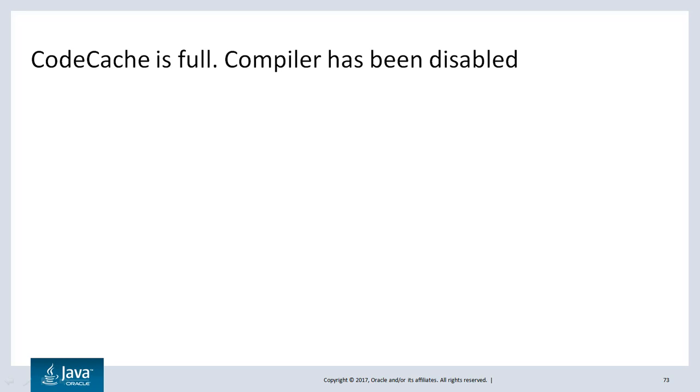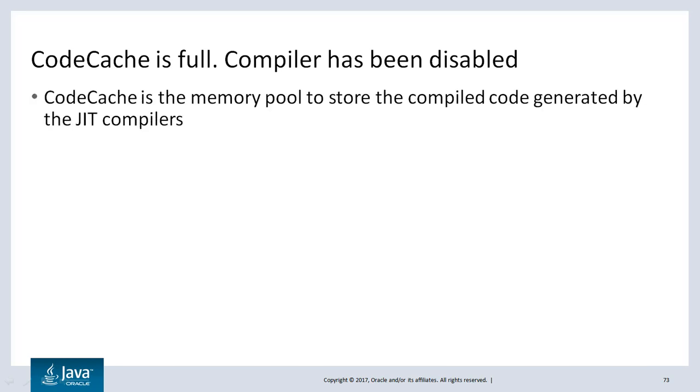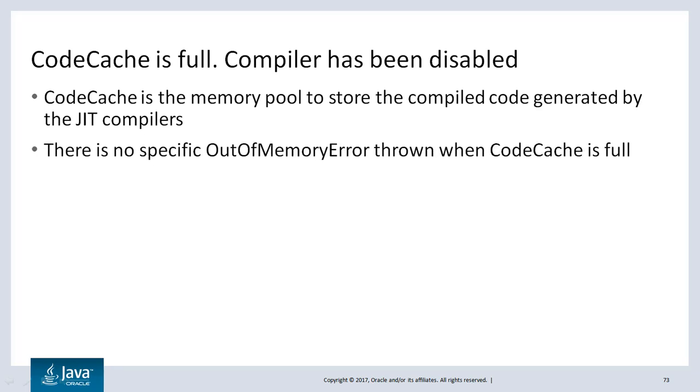As I said, the code cache is the memory pool which is used to store the generated compiled code. There's no out of memory error thrown when the code cache becomes full, but a warning message is printed by the JVM indicating that the compiler has been disabled and it won't be generating any more compiled code. The compiler stays disabled until there is some room available in the code cache.